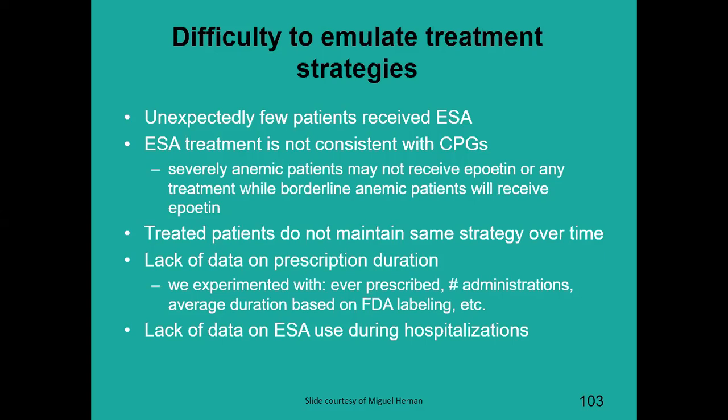And the second reason is that ESA treatment is not consistent with CPGs, clinical practice guidelines, right? We just cannot find a treatment strategy that is supported by data. Every treatment strategy that we specify in the target trial column, we cannot emulate by using the data. Very few. So in that case, every model we build, regardless of the approach that we use, our results will rely too much on extrapolation of observed data.